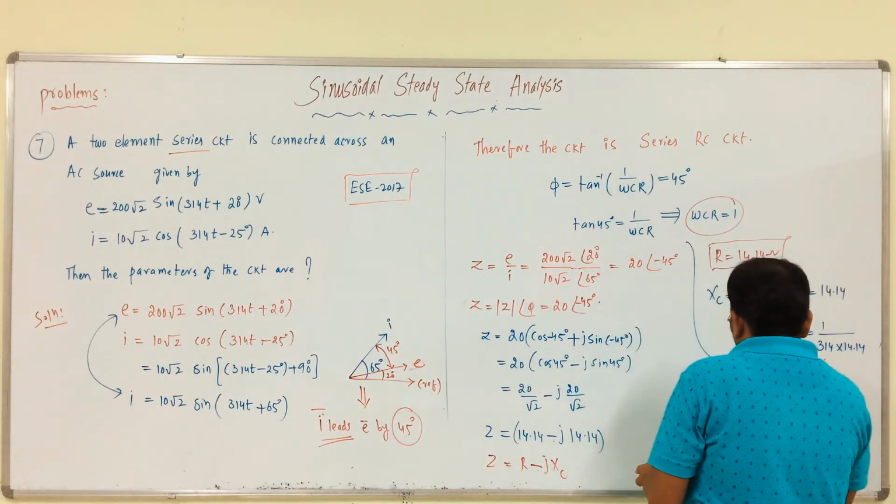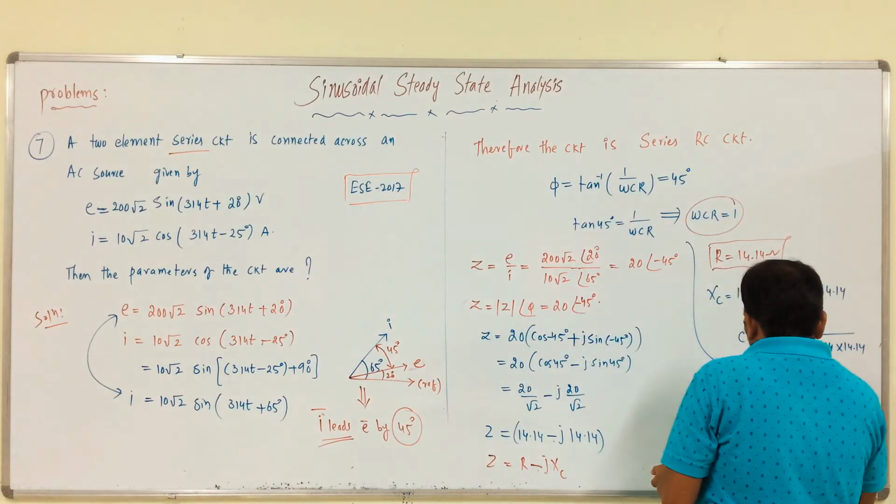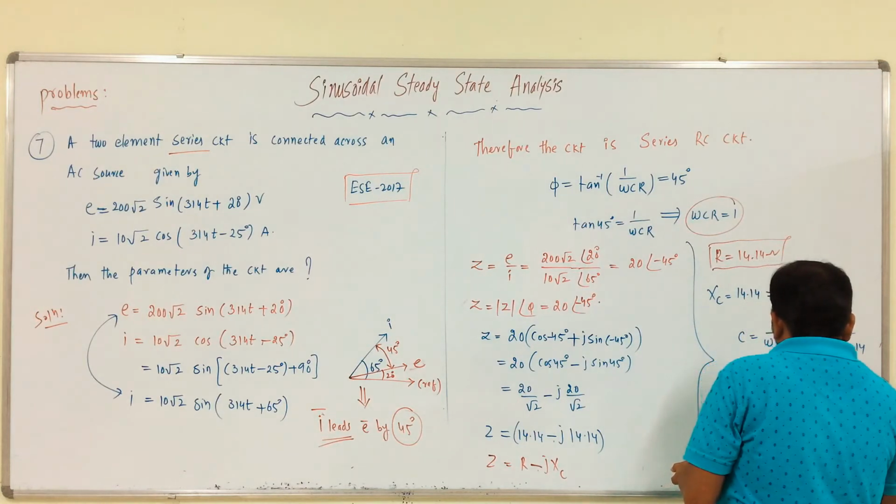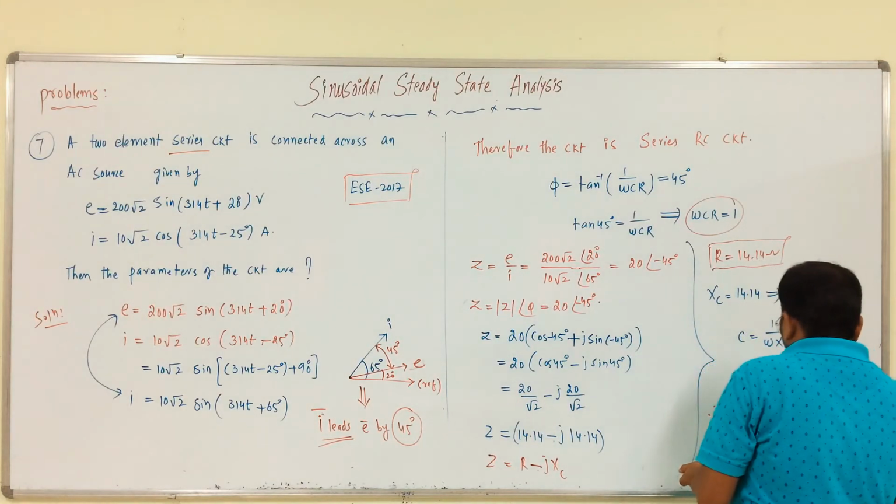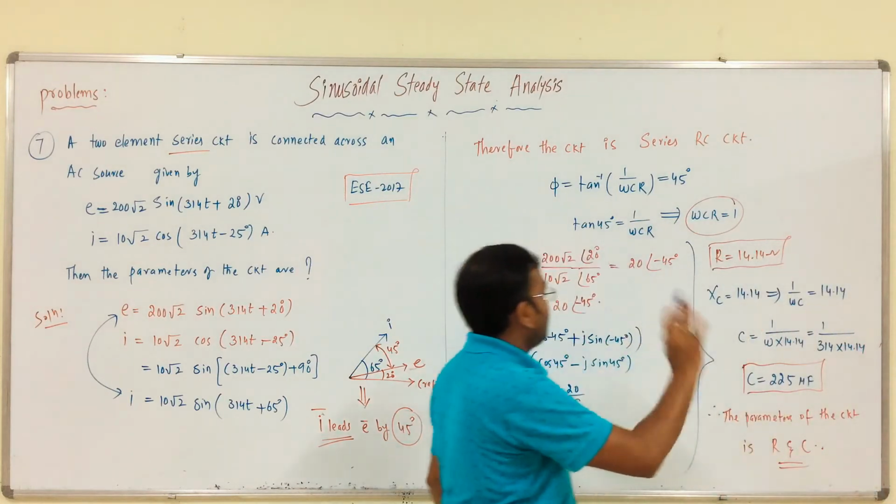Therefore, the parameters of the circuit are R and C, and these are the values.